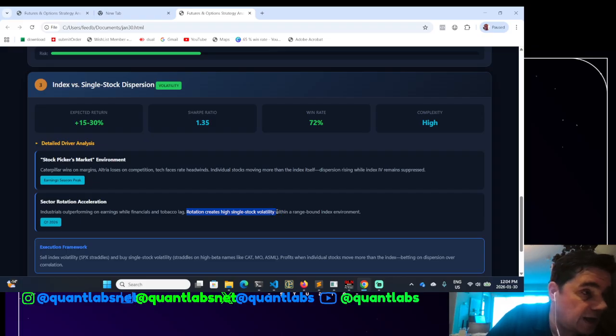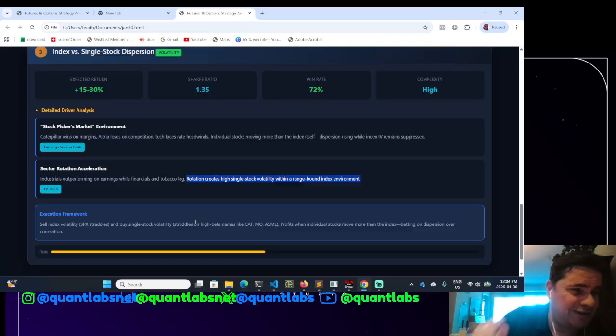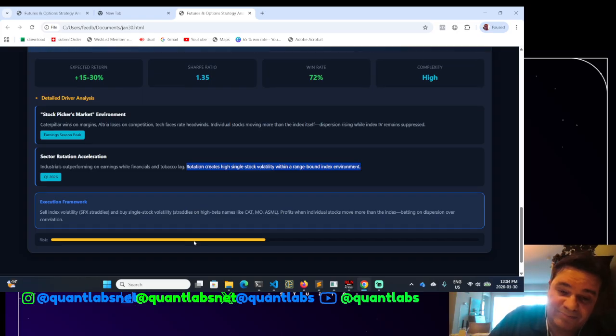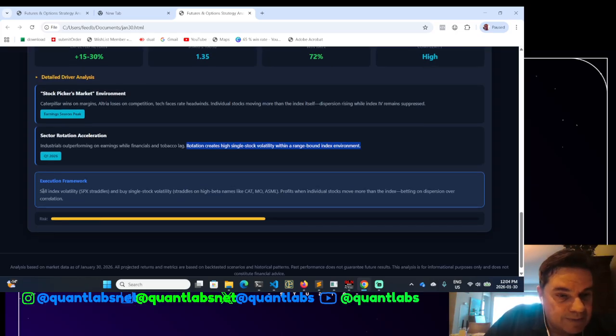But you can take advantage of that with futures and options, again within a range bound index environment. So even if it goes flat and it's range bound, you can still make money. This is pretty incredible to know. So here's how to do it: you sell your volatility with an SPX straddle, buy your single stock volatility. So we're getting straddles on high beta names like CAT, MO, and ASML, which we already talked about.